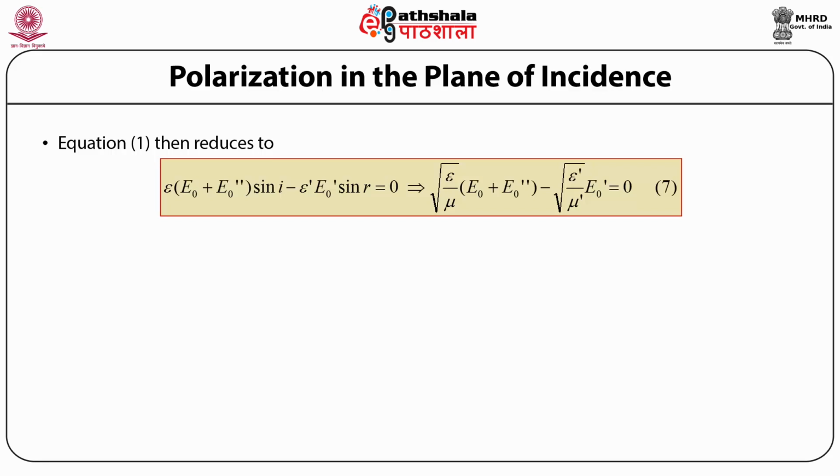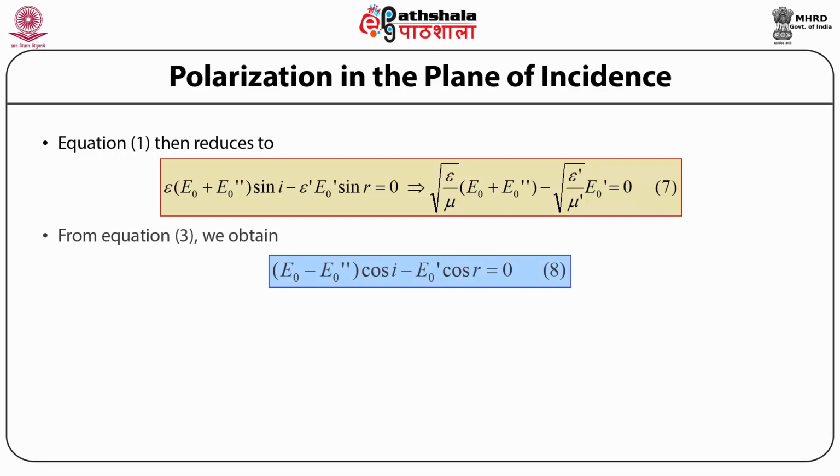And this gives the relation square root of epsilon by mu times (amplitude of electric field of the incident wave plus amplitude of the electric field of the reflected wave) minus square root of epsilon prime by mu prime times the amplitude of the electric field of the refracted wave is equal to 0. So basically we have just used the above relations to rewrite this equation in terms of the electric permittivity and the magnetic permeability of the two media.